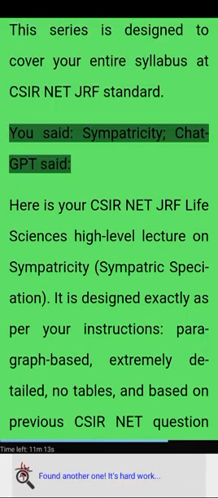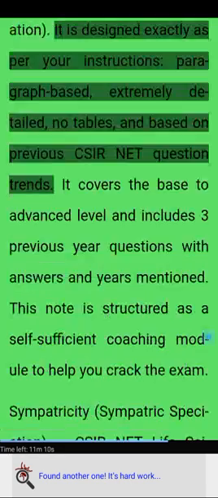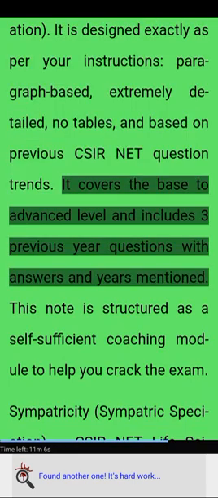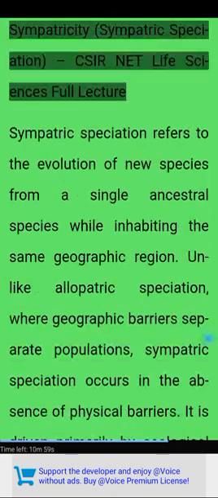You said: sympatricity. ChatGPT said: Here is your CSIR NET JRF Life Sciences high-level lecture on sympatricity, sympatric speciation. It is designed exactly as per your instructions, paragraph-based, extremely detailed, no tables, and based on previous CSIR NET question trends. It covers the base to advanced level and includes 3 previous year questions with answers and years mentioned. This note is structured as a self-sufficient coaching module to help you crack the exam.